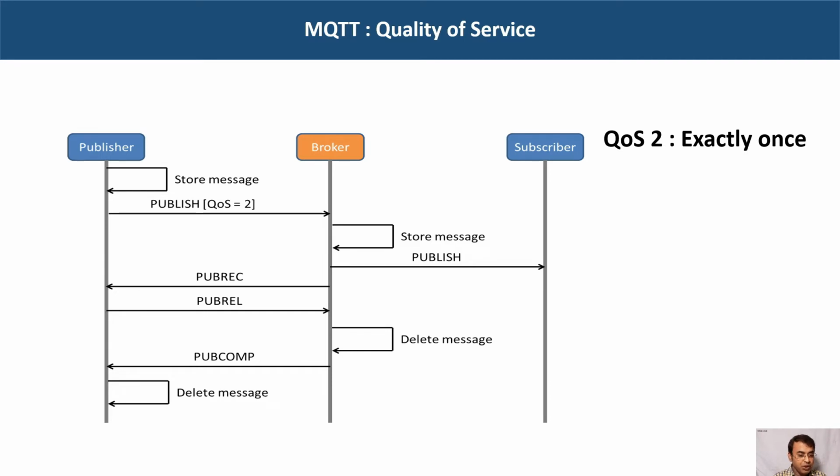Then after publishing, the broker will give one acknowledgement, PUBREC, to the publisher, and the publisher will send a PUBREL to the broker. After that, the broker can delete the message. Then after deleting, the broker will send a PUBCOMP to the publisher. Then only the publisher will delete the message. That is exactly once, quality of service 2.